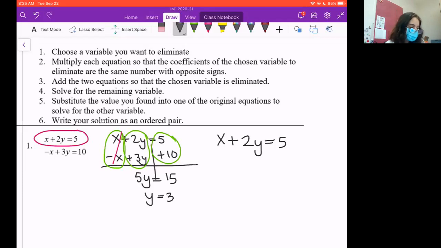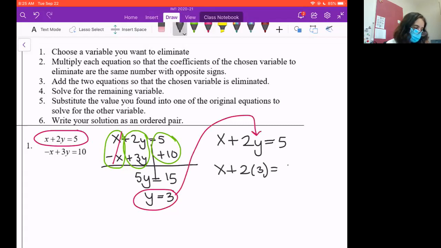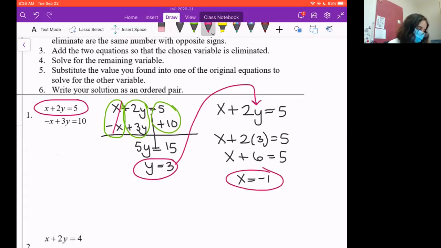But I do know that I have x plus 2y, and y is now equal to 3. So I'm going to put that in right there. And x plus 2 times 3 is equal to 5, or x plus 6 is equal to 5. Subtract 6, and now I know that x is equal to negative 1, not 1. So x is equal to negative 1. So I've got a y, I've got an x. That means I do have a solution.